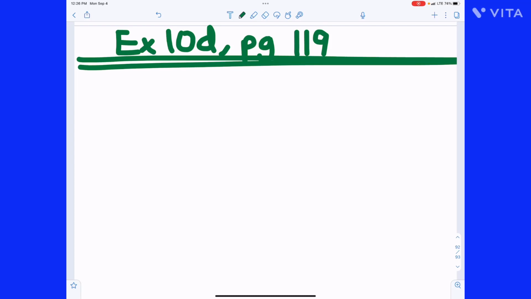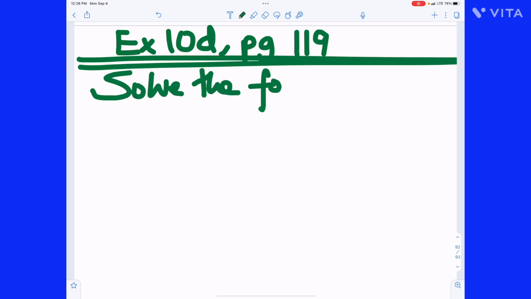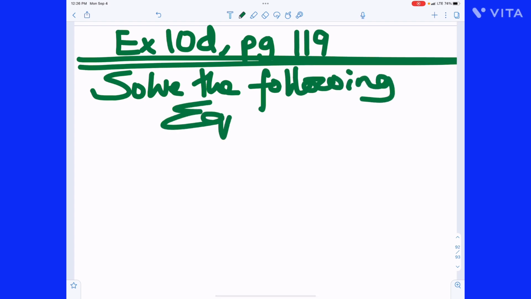Read. Number 1. What does the instruction say? Solve the following equation. Solve the result by substitution. We don't have time to solve that. Who cares? Solve the following equations.